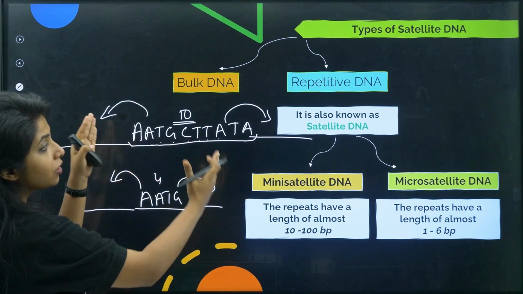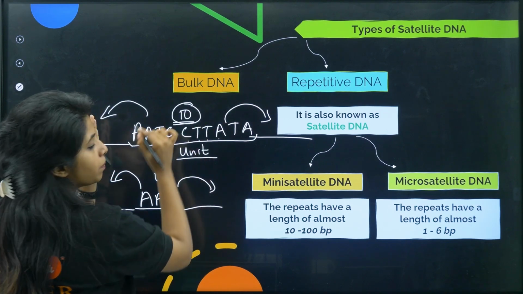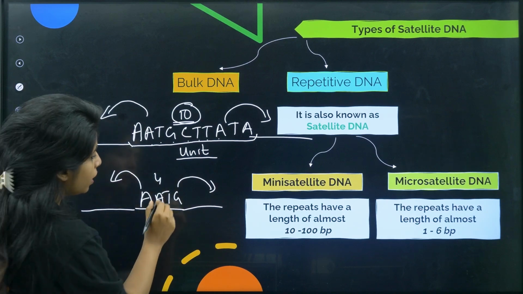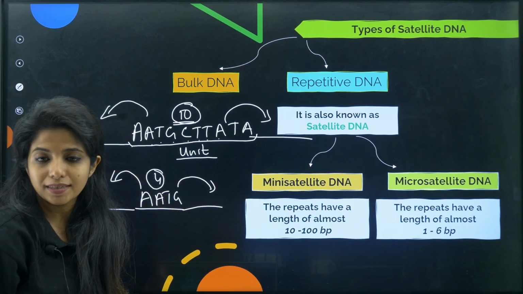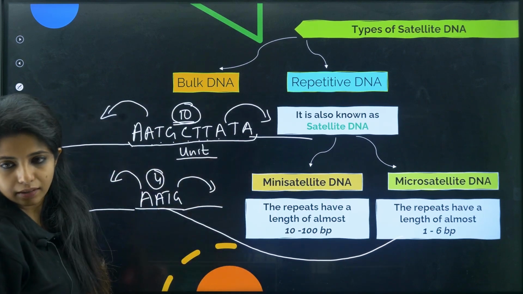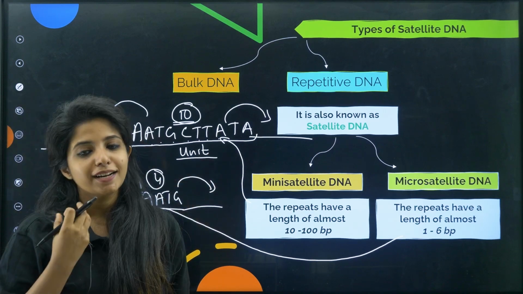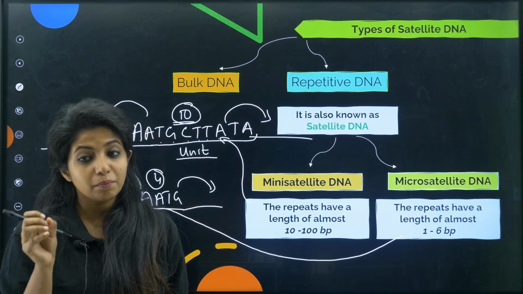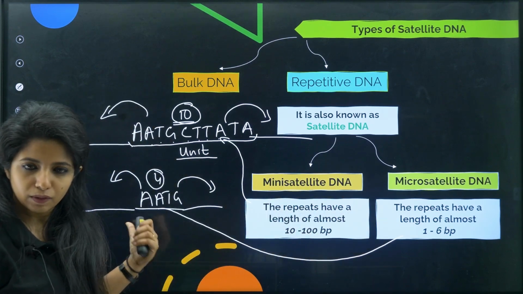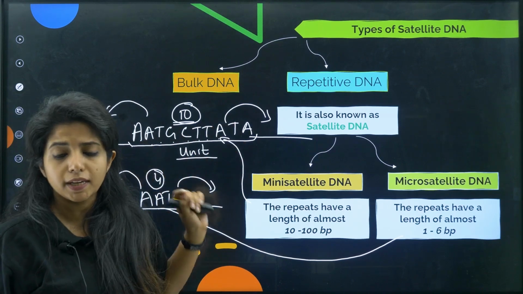Basically here I see that the repeating unit has how many base pairs, children? 10 base pairs. This is a long repetitive sequence. But when you compare this, it will be a short repetitive sequence. So this is known as microsatellite DNA, and the one that you see over here is known as mini satellite DNA. Mini is not actually mini. Micro is very small, smaller than mini. So micro is a very small unit, and then you have mini with almost 10 to 100 base pairs. It can go up to 100 base pairs as well.